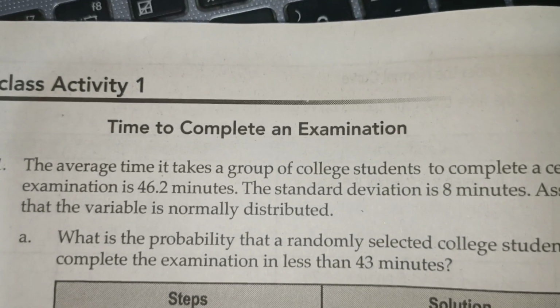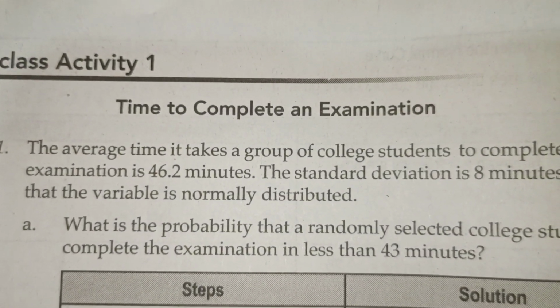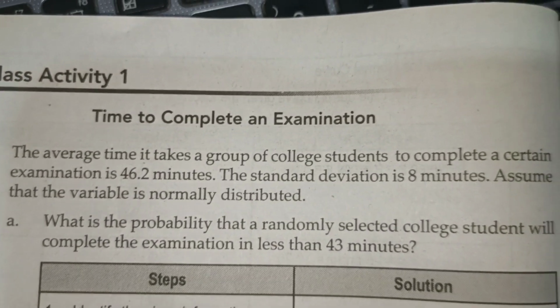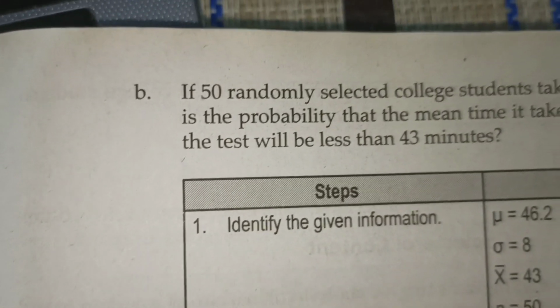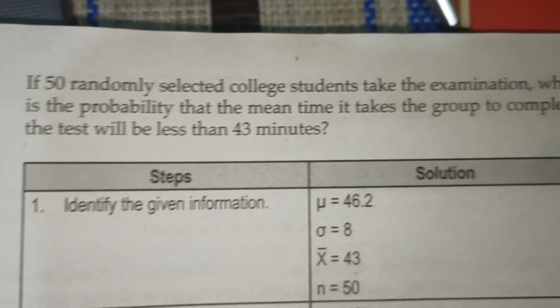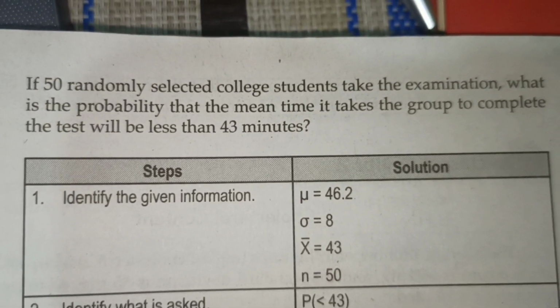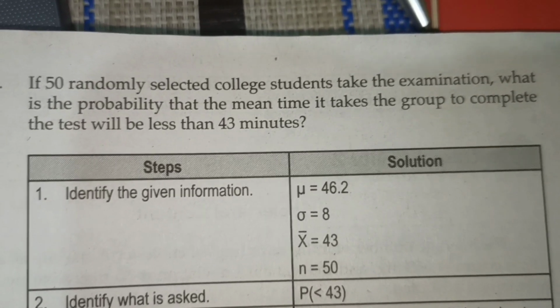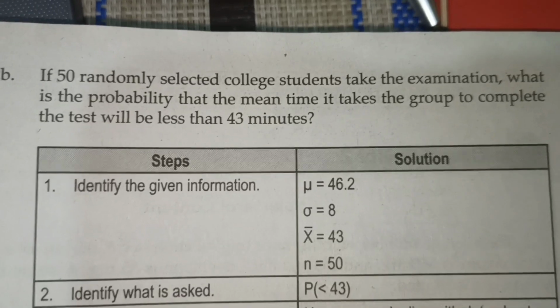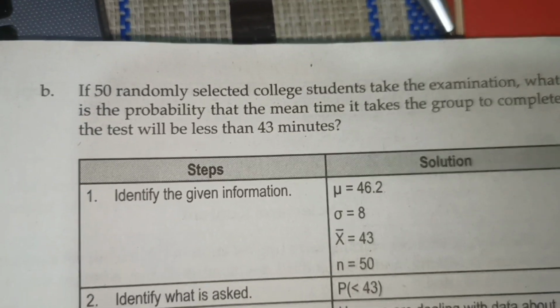Another example. Okay, same example tayo na the average time it takes a group of college students to complete a certain examination is 46.2 minutes. The standard deviation is 8 minutes. Assume that the variable is normally distributed, but the question will be, if 50 randomly selected college students take the examination, what is the probability that the mean time it takes the group to complete the test will be less than 43 minutes?